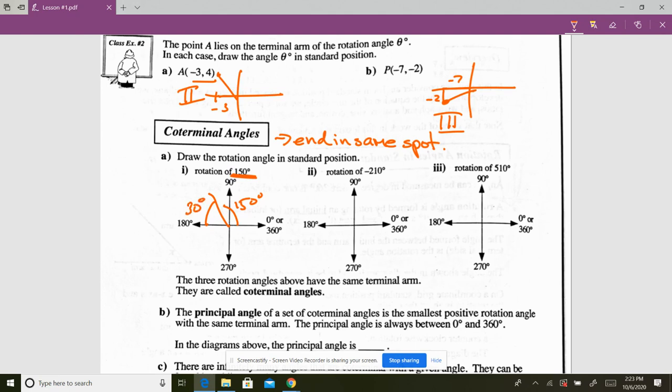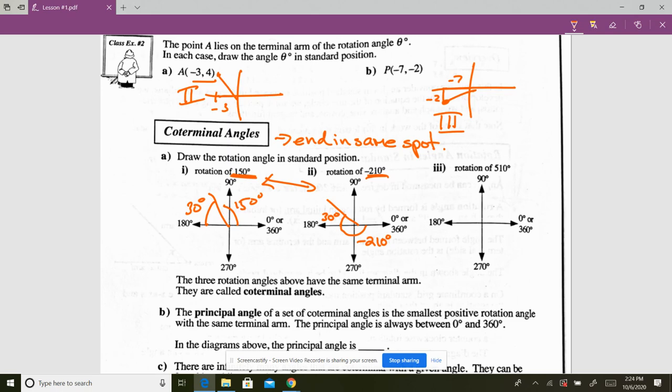Okay, perfect. Now, if I said -210 degrees, where do you end up? Same spot, because you're rotating this way. It's 180 to there. You go another 30. That's -210. These are coterminal angles. -210 and 150 are coterminal angles because you end in the same spot. That's all it means. Okay.